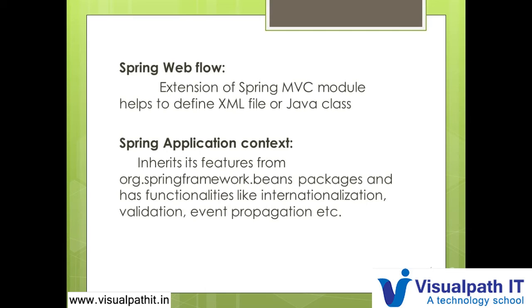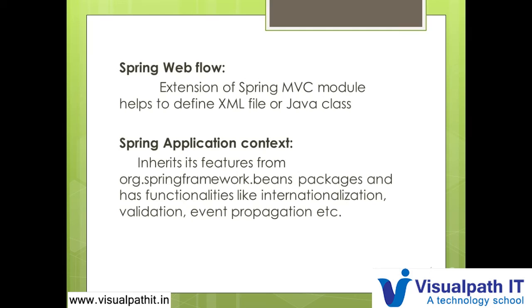Next is Spring Web Flow. Spring Web Flow is nothing but the extension of the Spring Web MVC module, which we just talked about, and it is used to define an XML file or a Java class that manages the workflow between the different pages of the web application, like how the flow happens. As we already discussed in the MVC architecture, how the dispatcher servlet and the controller communicate with each other, in a similar way, the workflow between the different pages of the web application is handled with the help of Spring Web Flow.